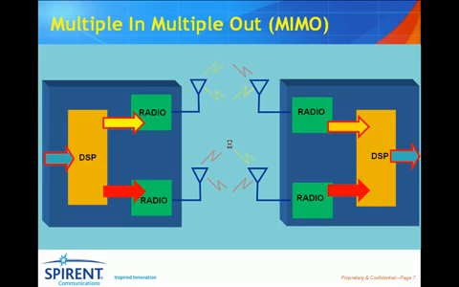In a MIMO system, or multiple in, multiple out, we actually have two antennas which are used to transmit and two antennas which are used to receive. Now the interesting thing is that both of these antennas which are transmitting are actually transmitting on the same frequency, but different data is transmitted out of both antennas.